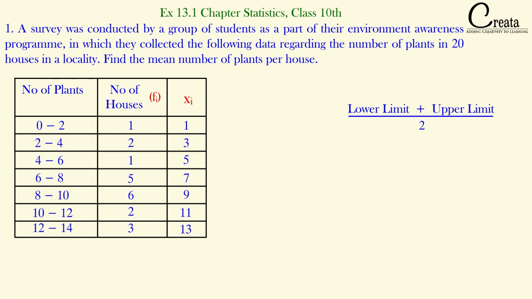The lower range plus higher range upon 2. Here we are having a simple number, so we can easily find the midpoint just by looking at the range. It will help in easing the calculation. So we got xi, that is the observation.